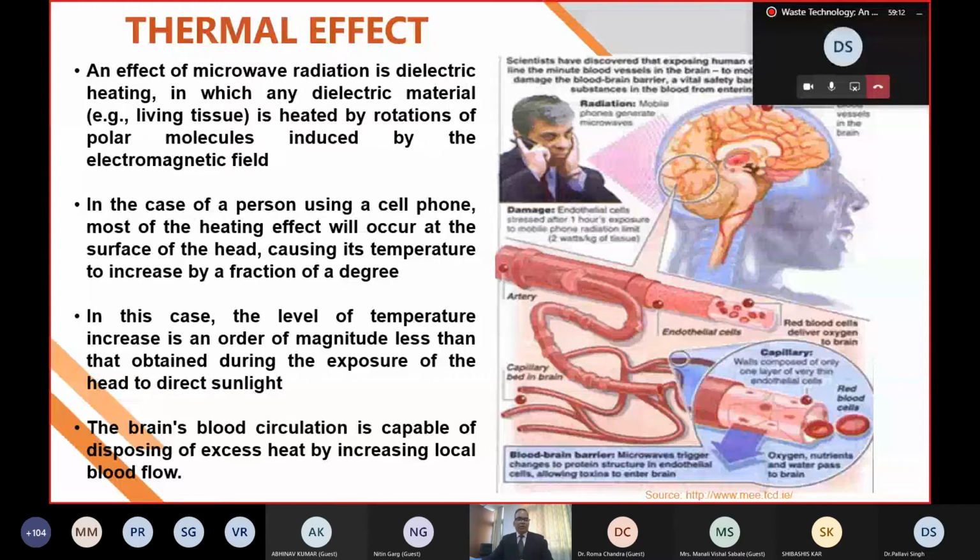And you can see the brain's blood circulation is capable of disposing of the excess heat. Yes, very true, that is the repair mechanism. Even if heat accumulates in any part, and not only with electromagnetic field exposure, by any means, if you are injured, inflammation is there, and definitely the blood will try to repair things.